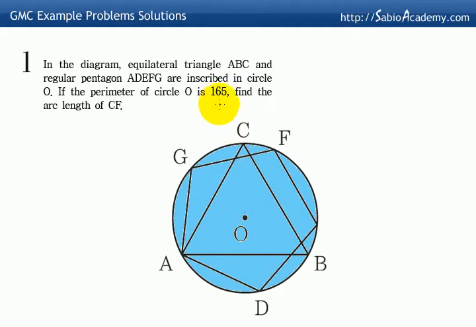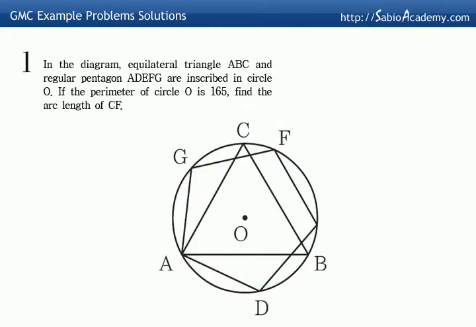But we don't care because they gave you circumference and the problem is to find the arc length CF. They want you to find this, which also has nothing to do with radius. So we can do this problem without dealing with radius at all. We will solve this problem without involving any pi in it. You will see how it's done here.